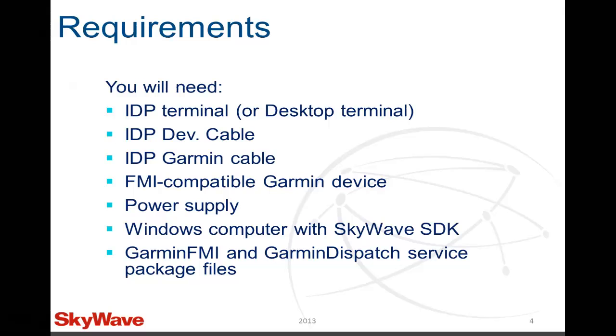In this demonstration, you will need an IDP terminal or a desktop terminal, IDP development cable, IDP Garmin cable, FMI compatible Garmin device, power supply, a Windows computer with a SkyWave SDK installed on it, and the Garmin FMI and Garmin Dispatch service package files.